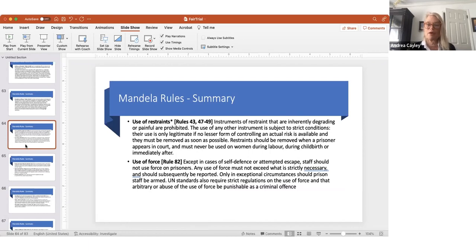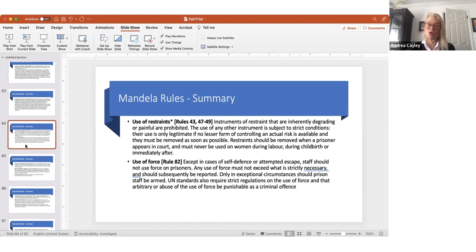Instruments of restraint that are inherently degrading or painful are prohibited. I think we had a number of cases. I remember we spoke about the European Court of Human Rights with Russia. We also have the Magnitsky case of handcuffing individuals to their bed or whatever. This is extremely prohibited. It's considered painful. Anything that's painful or degrading is prohibited.